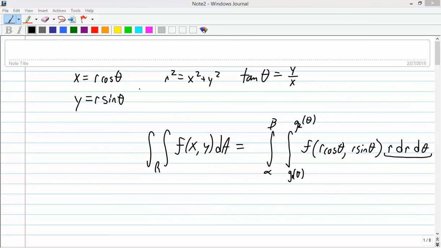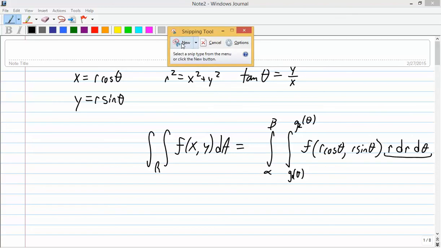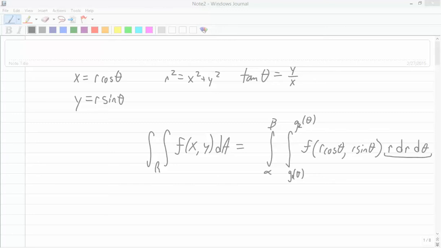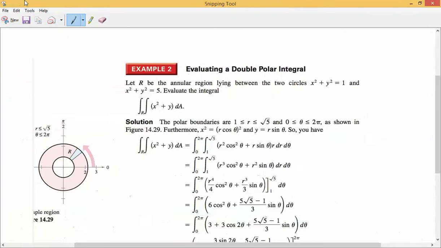Alright, so let's look at this example. Let R be the angular region lying between two circles. So we have this circle, x squared plus y squared equals 1. What kind of circle is that?